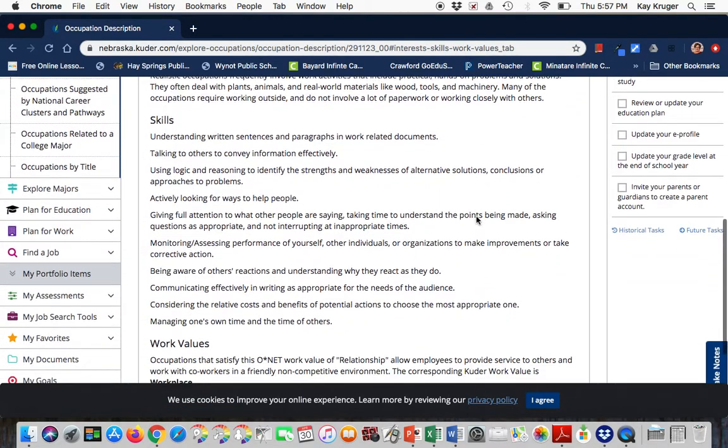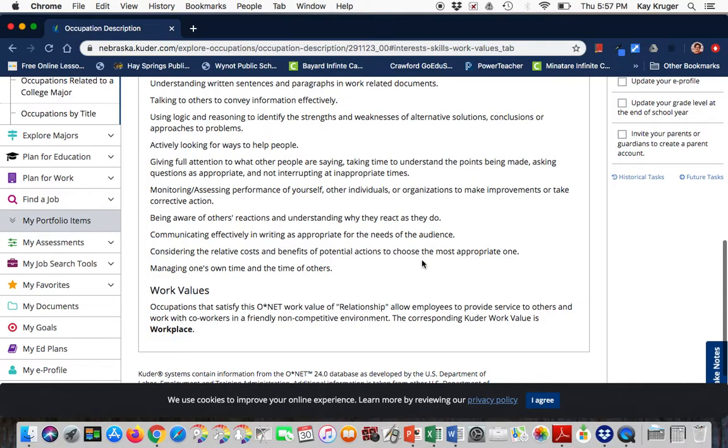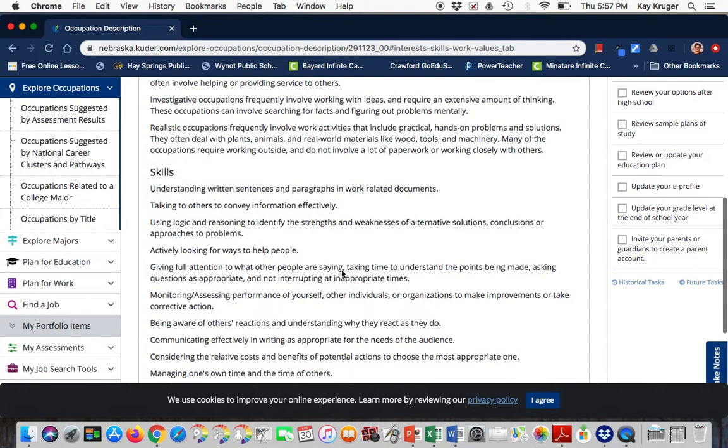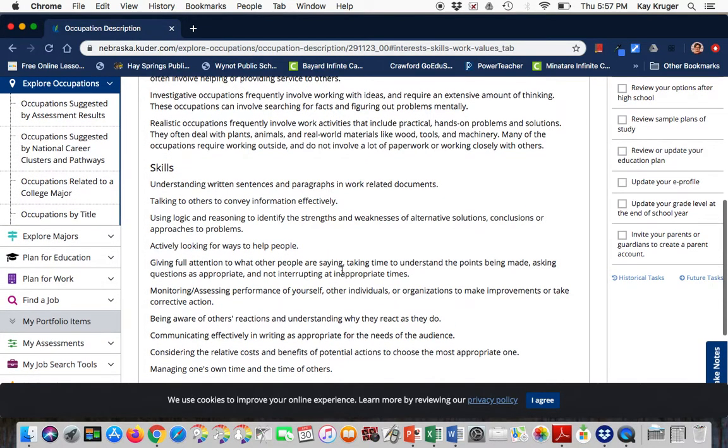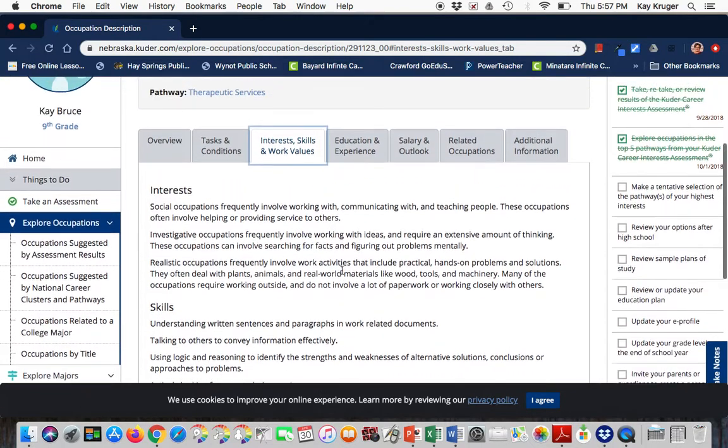tab. And these are more generalized skills. Communication is almost always there, managing time, sometimes problem solving, understanding written sentence. Those common things that you need in any occupation are listed there.